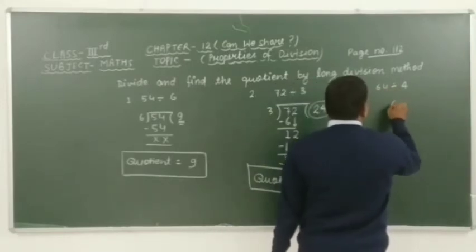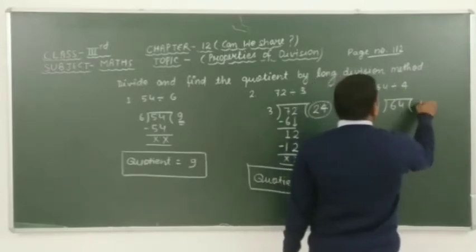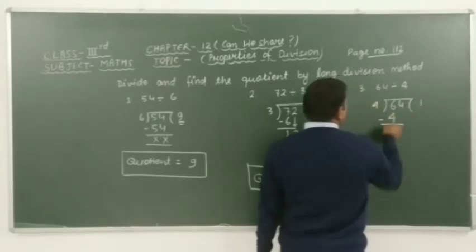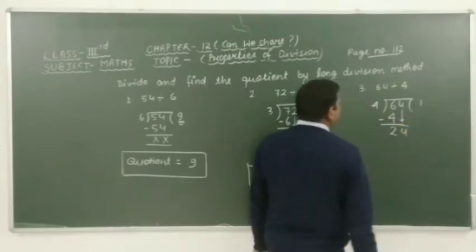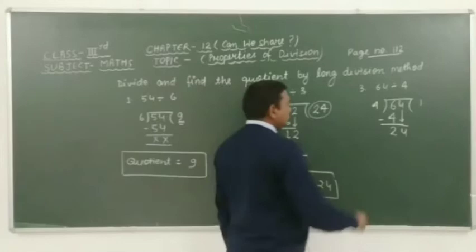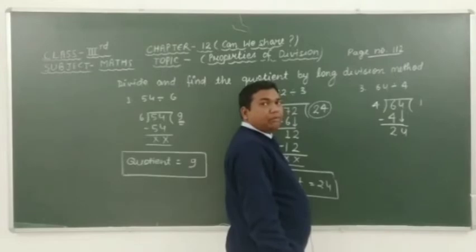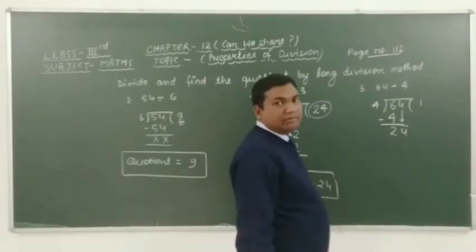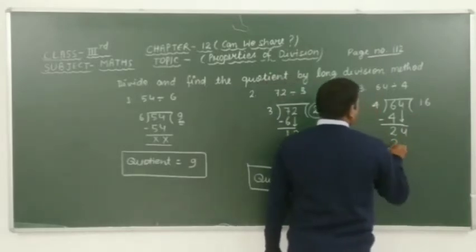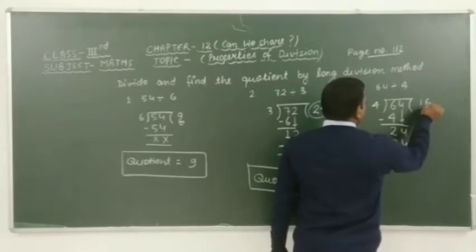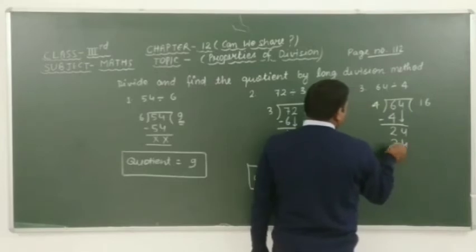Firstly we have to take the division of 64 by 4. 4 1s are 4. After subtracting this we get 6 minus 4 is 2, and here we have to take 4 as same. Okay students, recall the table of 4. 4 1s are 4, 4 2s are 8, 4 3s are 12, 4 4s are 16, 4 5s are 20, and 4 6s are 24. It means that we can write 6 in quotient place, and here we can write 24.